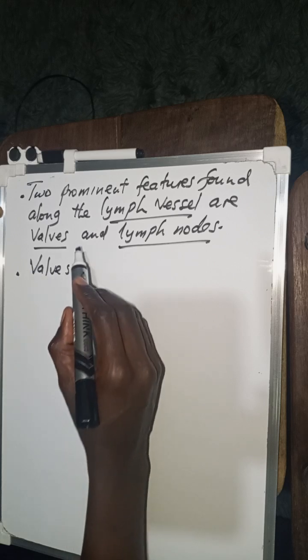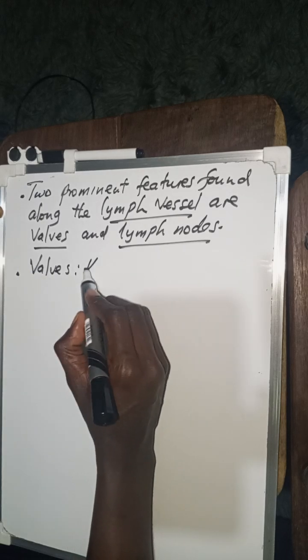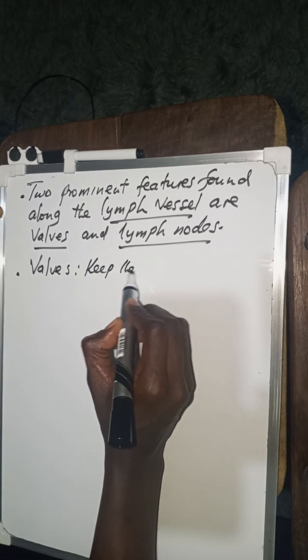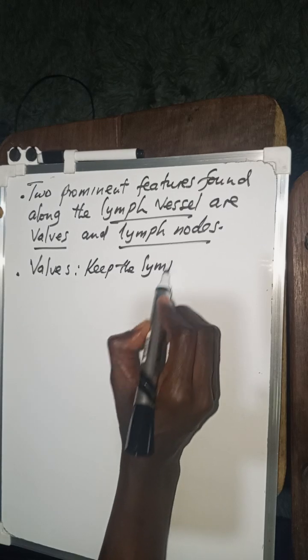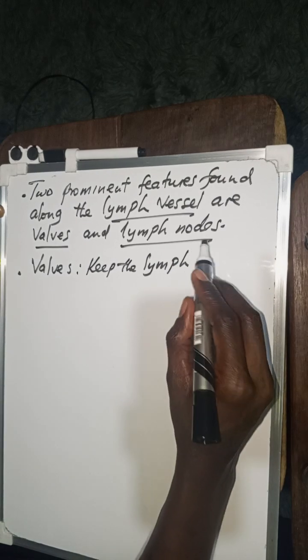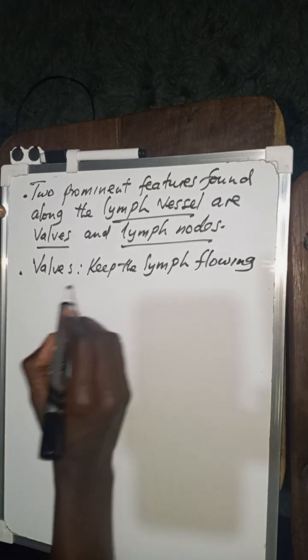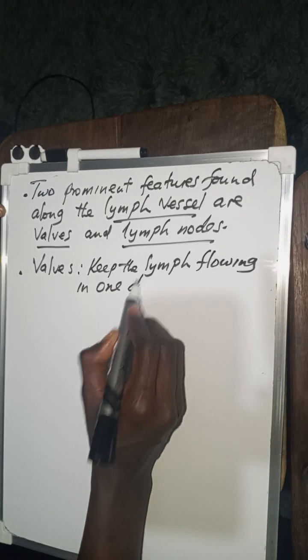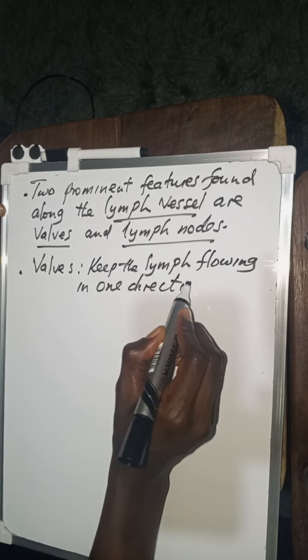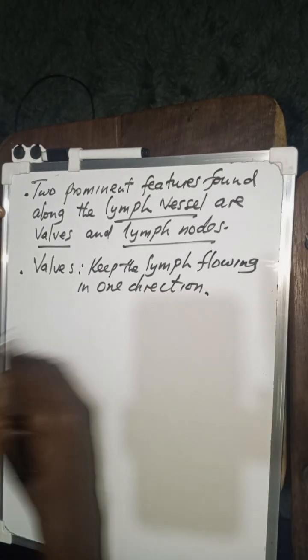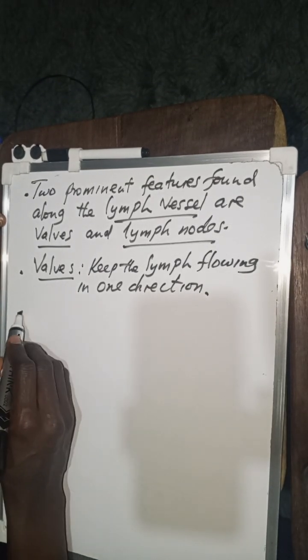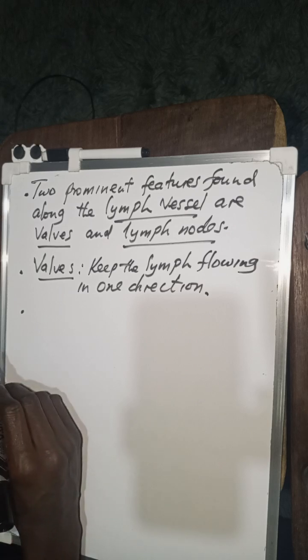So the valves keep the lymph, that fluid we talked about, flowing in one direction. So it ensures that it actually flows in one direction, preventing, in simple terms, the backflow of the lymph.